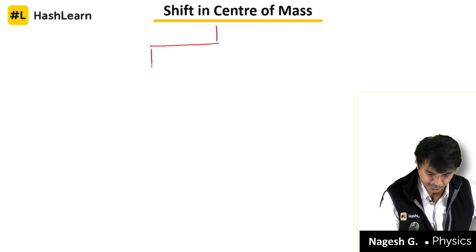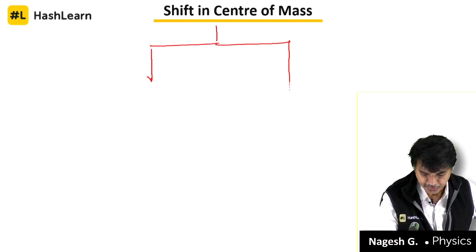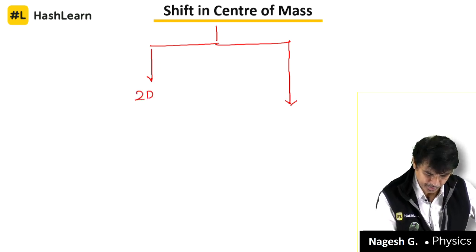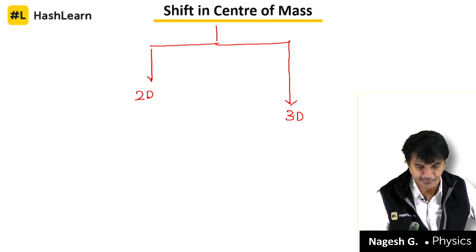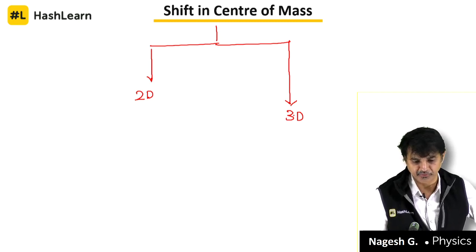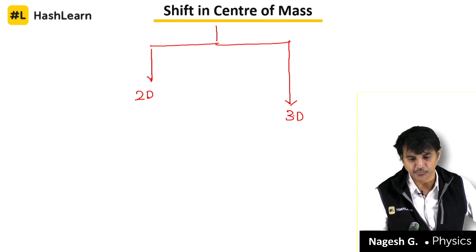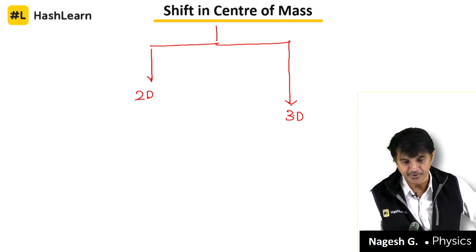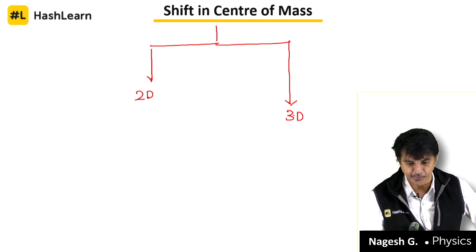Say, for example, we are having problems related to shift in center of mass in JEE as well as NEET, for 2-dimensional objects as well as 3-dimensional objects. I am briefing about the concept. Generally, the problem will be fired like this: from a disc, another small disc is cut and removed; from a square plate, another small square plate is cut and removed; and from a sphere, another small sphere is cut and removed.